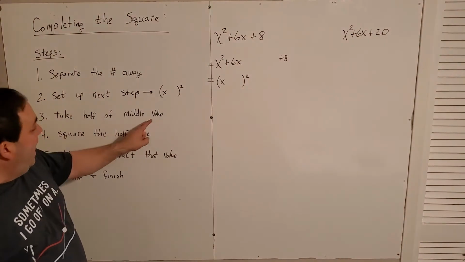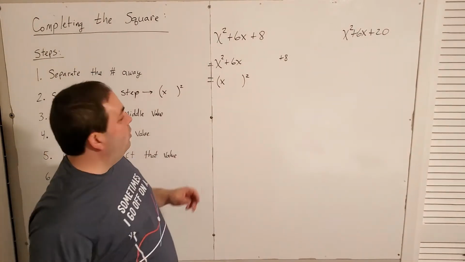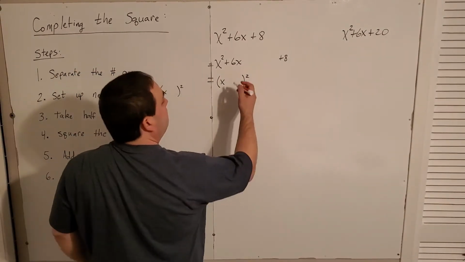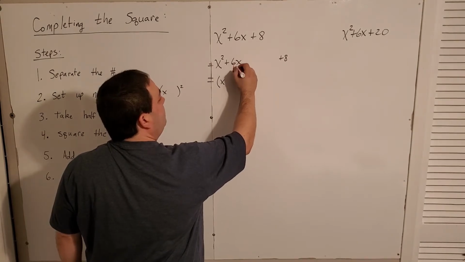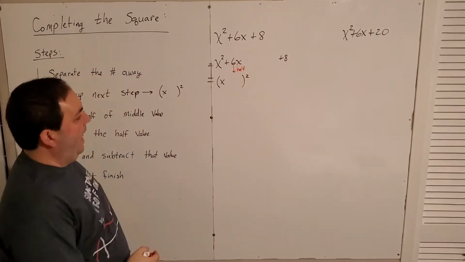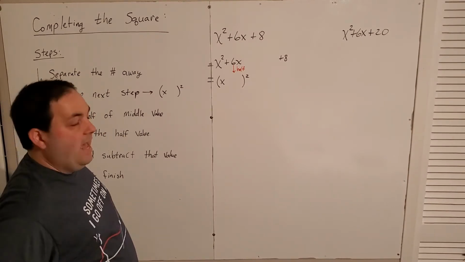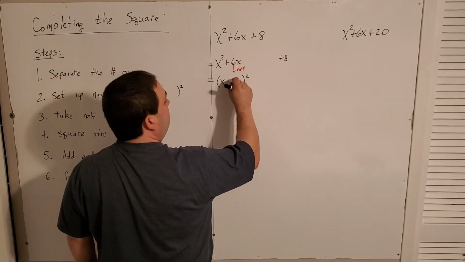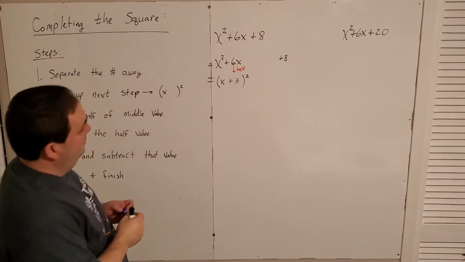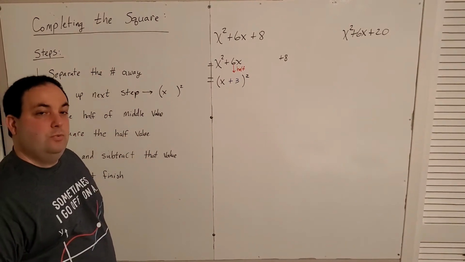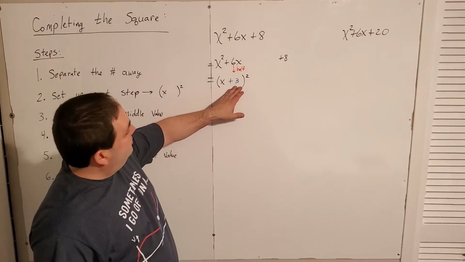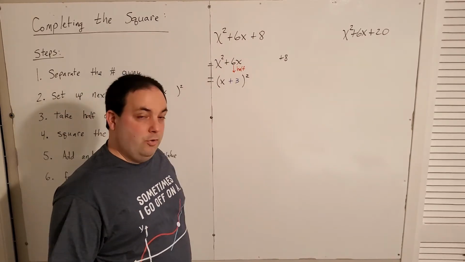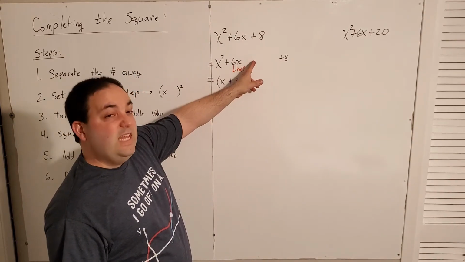Step 3, take half of the middle value. It's the b, or whatever you want to call the number in front of x. I'm going to take half of this number, whatever it happens to be. Half. So in this case, half of the positive 6 is plus 3. Okay? Now notice I'm feeding that into the parentheses, right? Because if I do x plus 3 times x plus 3, I'm going to get x squared plus 6x and then plus another number.